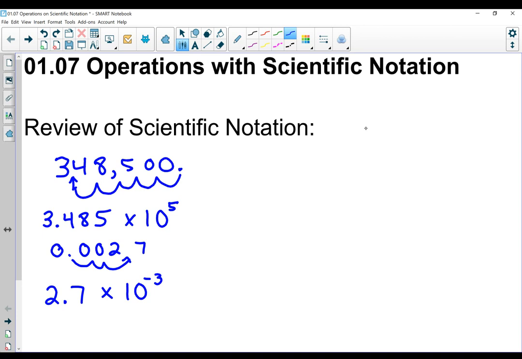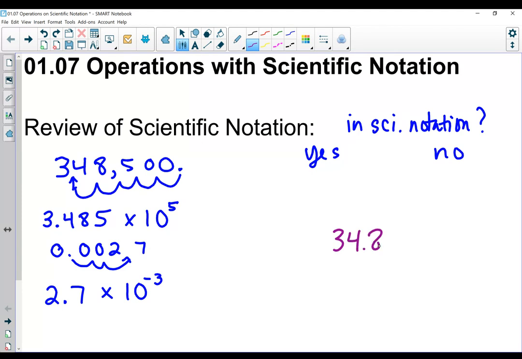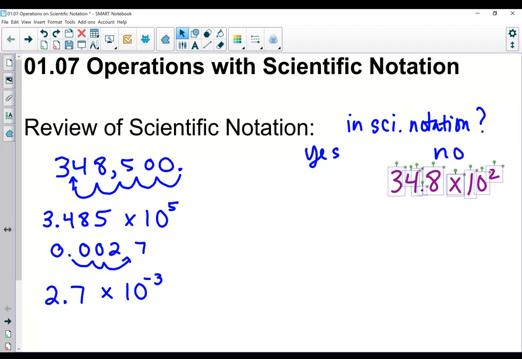So let's look at things that are in scientific notation. Possibly we'll look at yes or no. So if I have something like 34.8 times 10 squared, it might look good. I have a decimal, I have times power of 10, but this 34.8 is not between 1 and 10. I have a 3 and a 4 before the decimal. So that would not be in scientific notation.